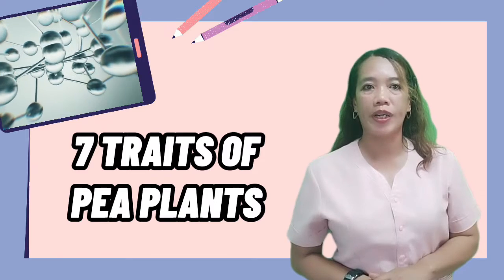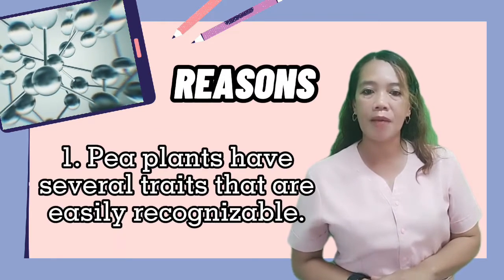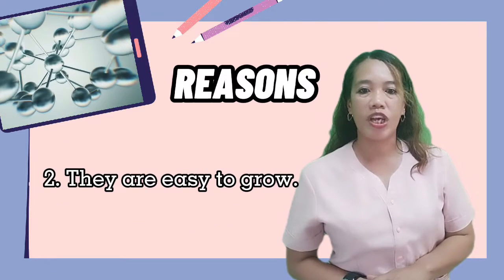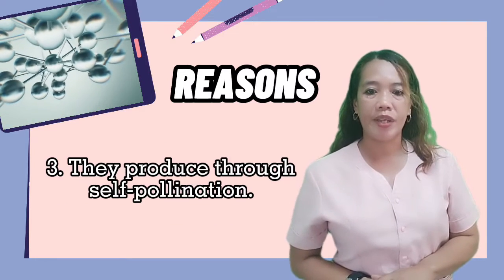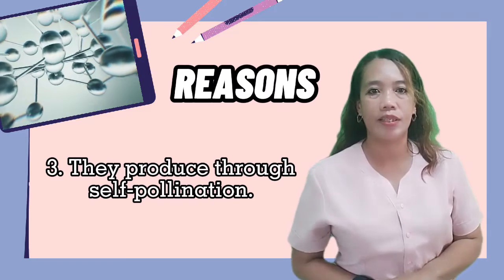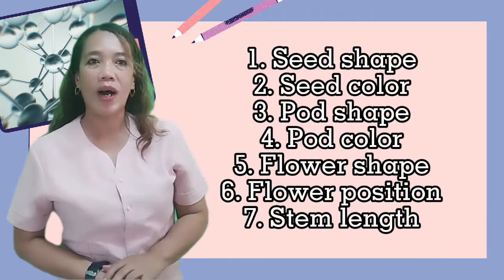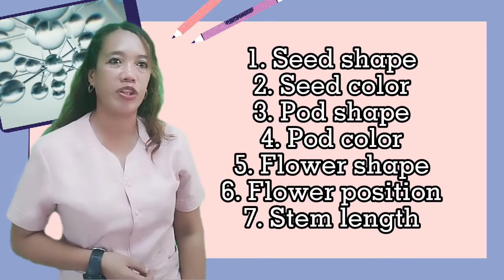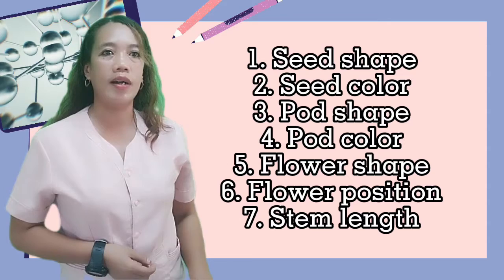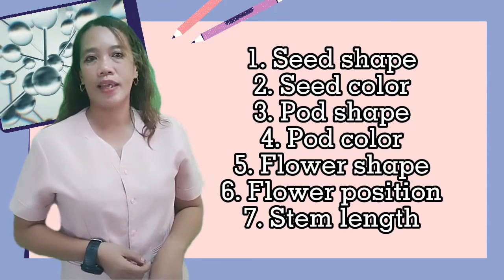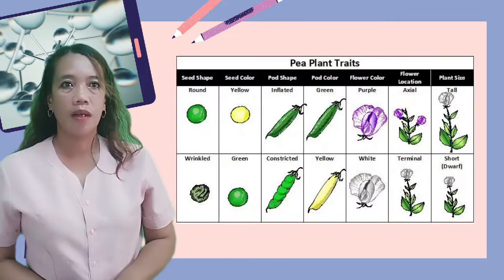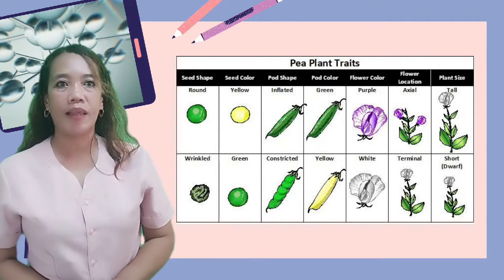He used pea plants for these reasons. First, pea plants have several traits that are easily recognizable. Second, they are easy to grow. Third, they reproduce through self-pollination. These are the 7 characteristics studied by Mendel. 1. Seed shape. 2. Seed color. 3. Pod shape. 4. Pod color. 5. Flower color. 6. Flower position. And 7. Stem length.